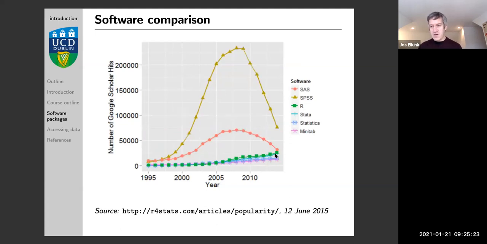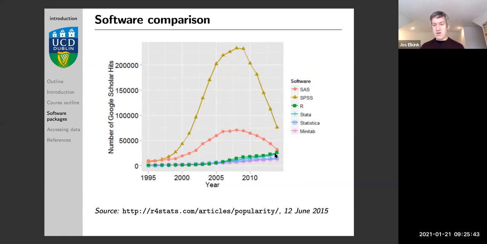It used to be that SPSS was very popular, especially in social science. So the top line is the popularity of SPSS over time. And as you can see, it was very, very popular until about 2008 or something. And then it just collapsed. Yeah, it's sort of disappearing from the discipline.